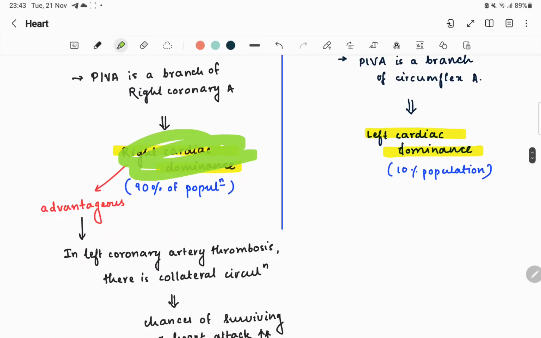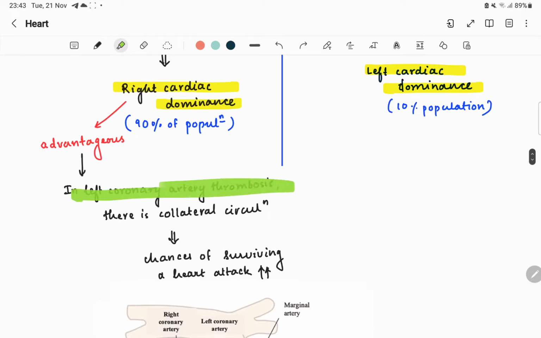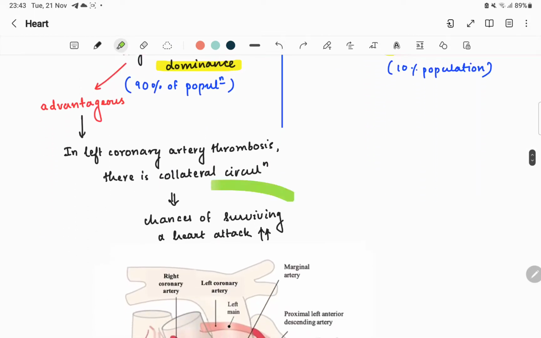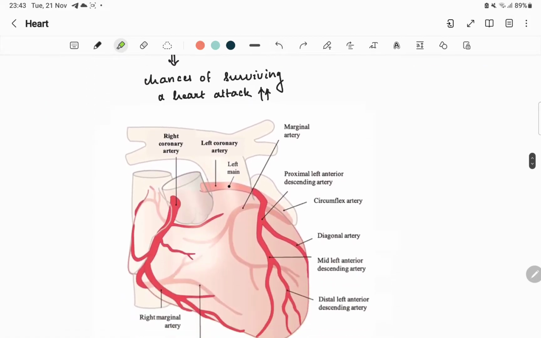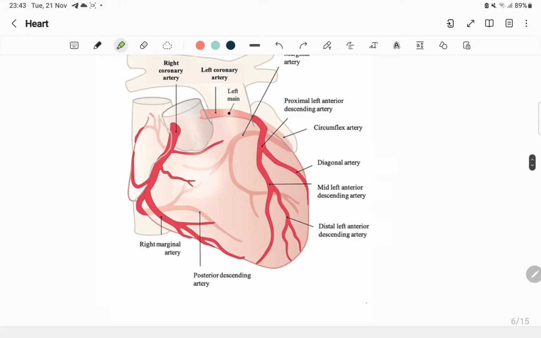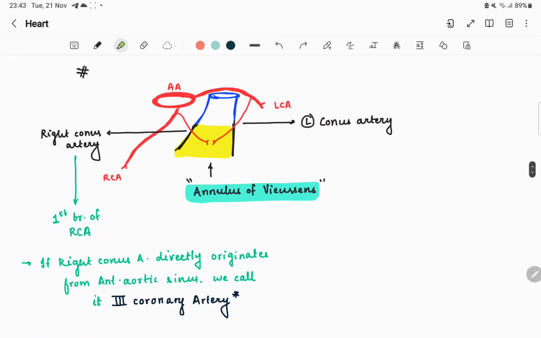Right cardiac dominance is advantageous because in left coronary artery thrombosis, there is collateral circulation through this PIVA, and the chances of surviving a heart attack increase. Understood? You don't need to go into this diagram because it is a bit complex to understand.